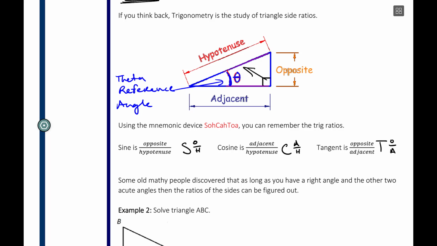Now, that in and of itself doesn't seem to make sense, but let's put it into a more mathematical sentence with symbols that we understand. We could say that sine of our reference angle will always equal the opposite over the hypotenuse. Cosine of the reference angle is always going to equal the adjacent side over the hypotenuse, and tangent of our reference angle is always going to equal the opposite over the adjacent side.